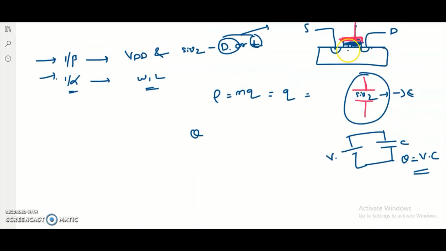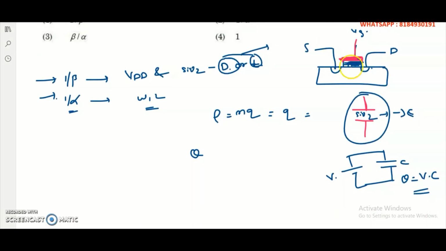In the same way, the charge density in this capacitor, or in this silicon dioxide, Q, can be given as V into C, where V is taken as VGS, that is the gate to source voltage. Generally, we give the gate to source voltage as an input to the MOSFET, multiplied by the capacitance that is formed here. The capacitance formula is epsilon A divided by D.